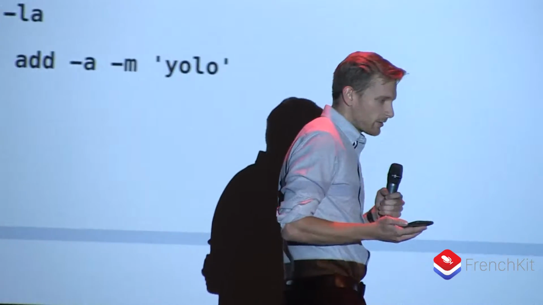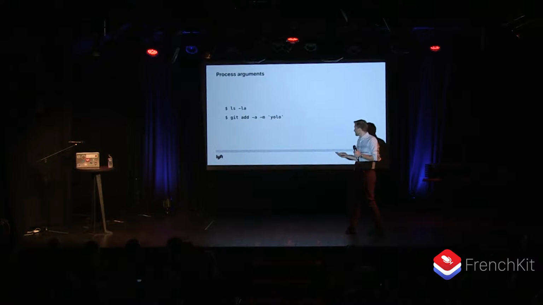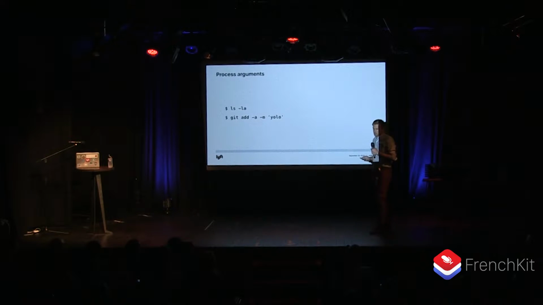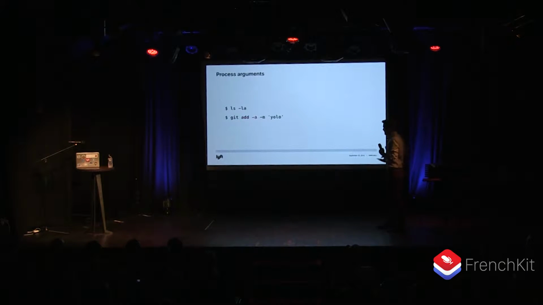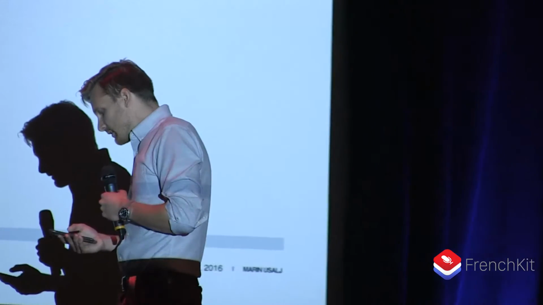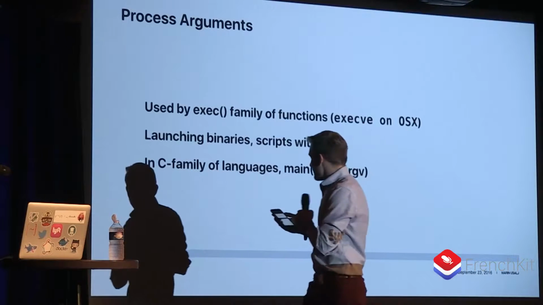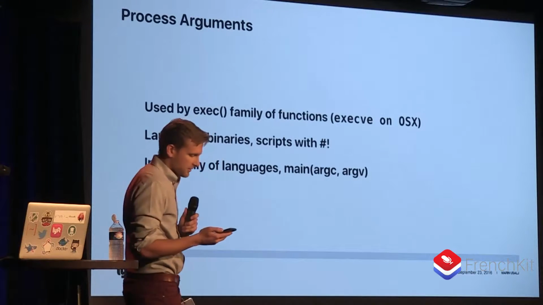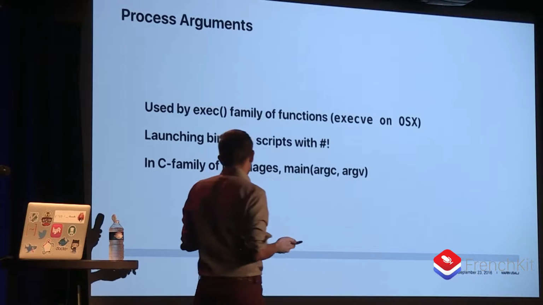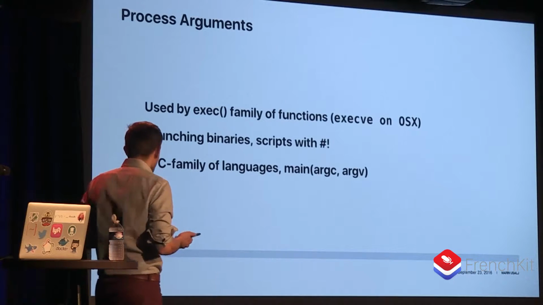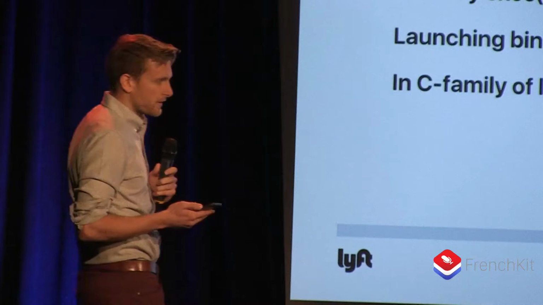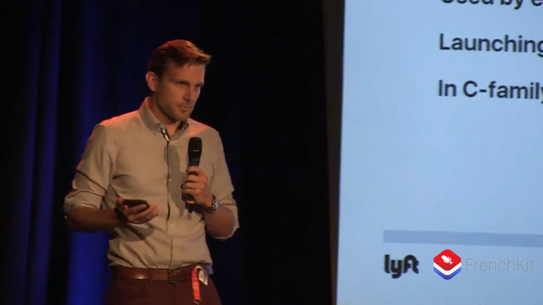Okay, so let's talk about basics for a second. Process arguments have been around since Unix. There is a high chance that you have been using them with some system commands or tools like Git. In this example, git would be the 0th argument, and then add, first, second, third, fourth. They're used by the exec family of functions by the operating system when launching binaries or scripts if they start with a shebang. In C family languages, you'll see the main function that takes an argument count and argument array. There's a few variations of those. I'll show you a couple.